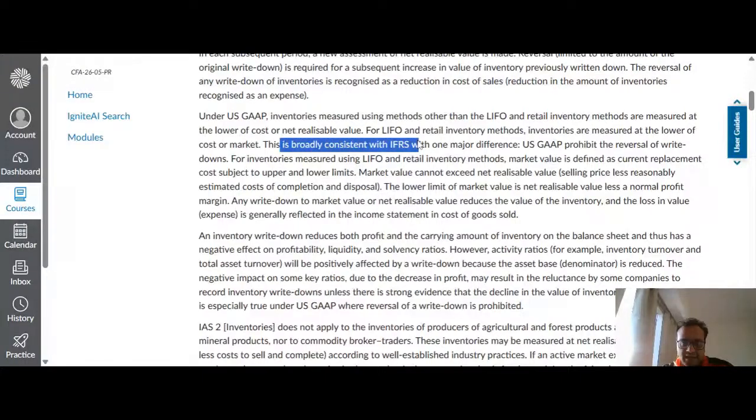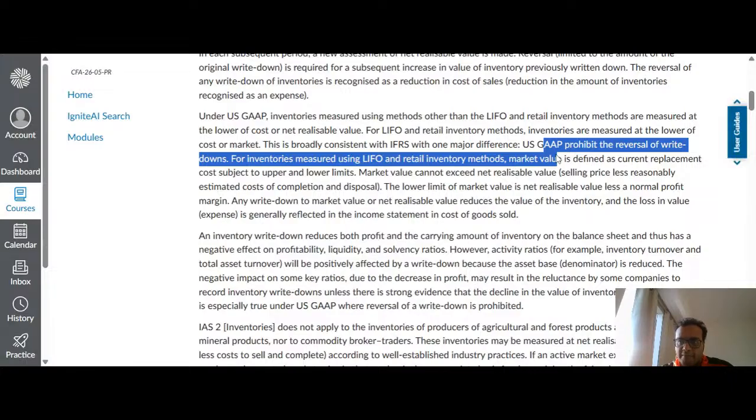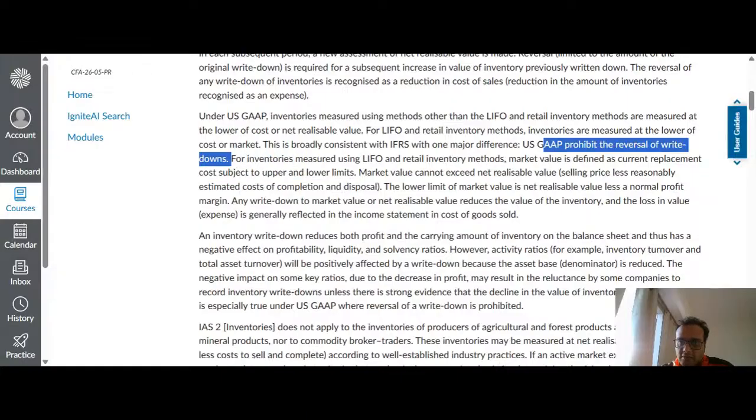This is broadly consistent with IFRS with one major difference. US GAAP prohibits a reversal of write-downs. Perfect. Write-downs are permitted under IFRS, but reversal of write-downs is not permitted under US GAAP. I repeat, reversal of write-downs is permitted under IFRS, जो सहारन सब सहारन मार्केट का जो मैंने बताया, but in US GAAP the reversal of write-downs is not permitted.